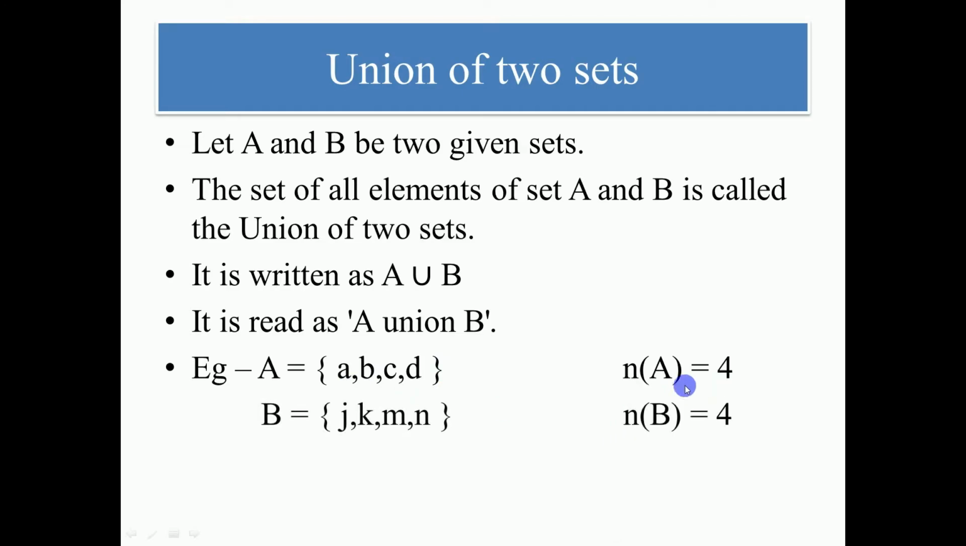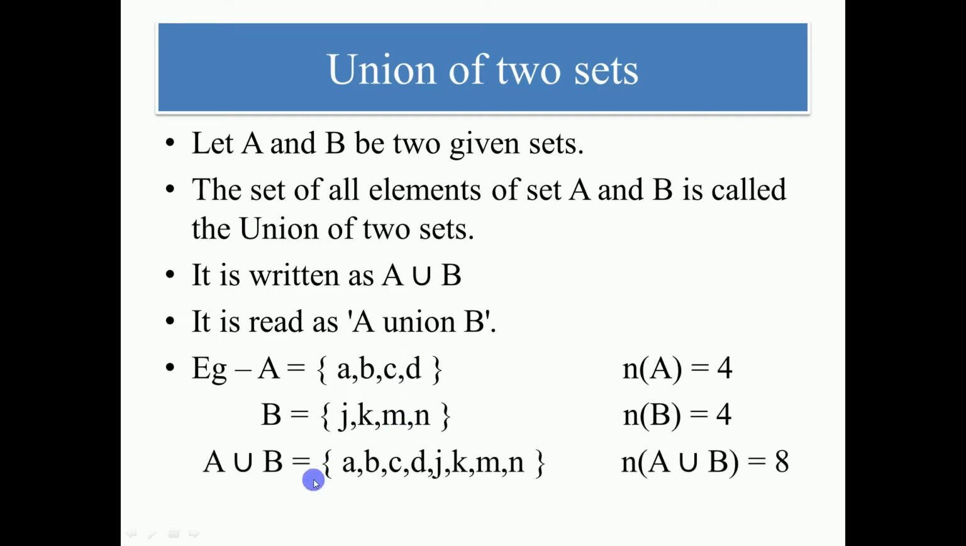Okay, and here the set B is having J, K, M, N. Now here n of B is equal to again 4 because there are 4 elements. Now as you can see, there are no common elements present in this. So A union B will be A, B, C, D, J, K, M, N. So n of A union B is equal to 8. Okay, so this is the union of the two sets, which is very simple.